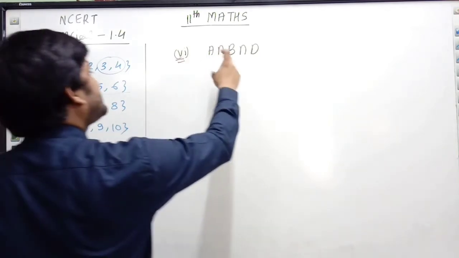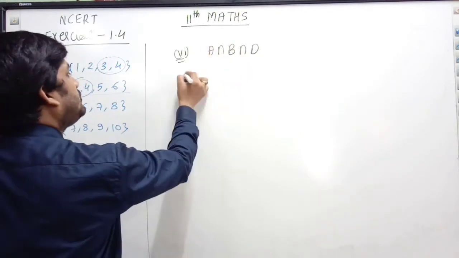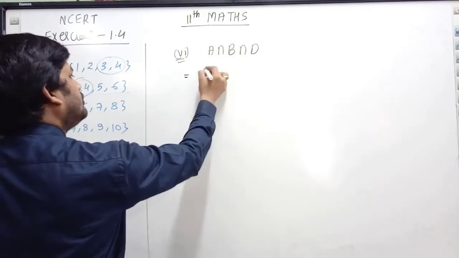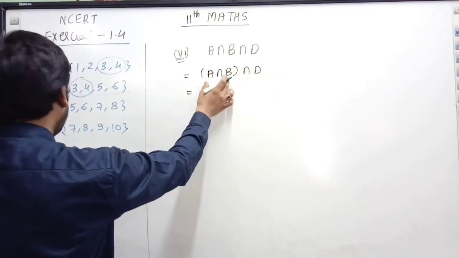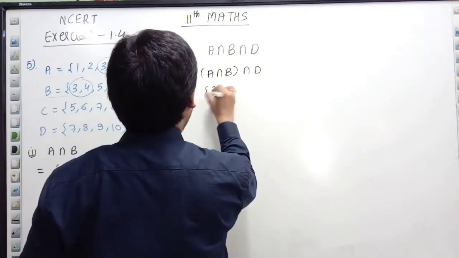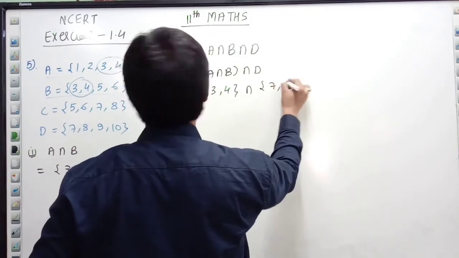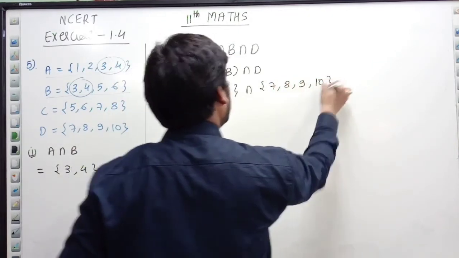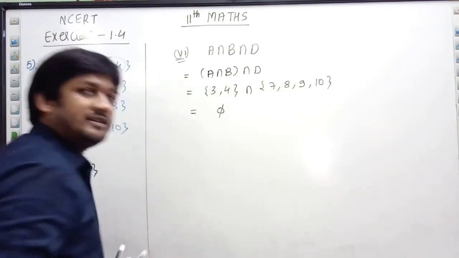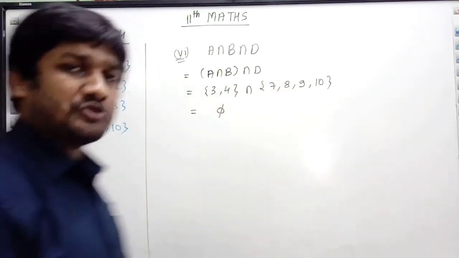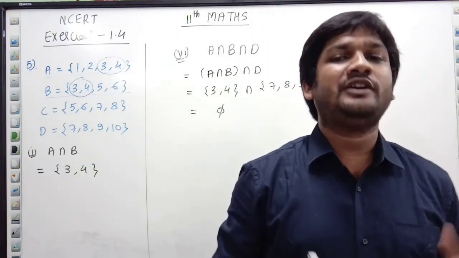Now A intersection B intersection D. I have told you, if both sides are the same sign, you can use brackets with any two. Suppose I use the bracket with the first two. So what is A intersection B? I just found it. This is 3, 4. Intersection D is 7, 8, 9, 10. So you can see nothing is common in these two. So the intersection is empty. I hope this question is clear. Solve the remaining parts. You will have a better understanding of the question.